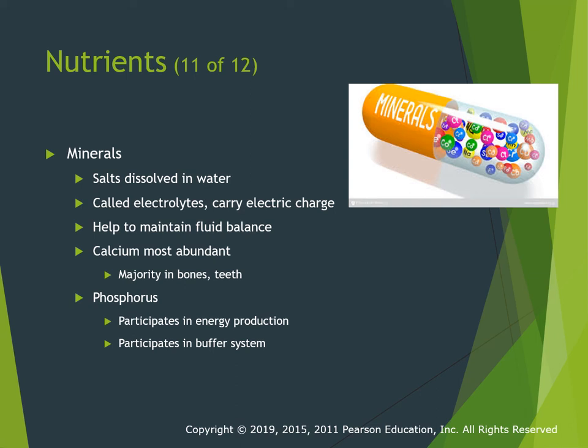Minerals play a role in acid-base balance. The most abundant mineral in the body is calcium, which exists in the bones and the teeth. A very small amount of calcium exists in the blood. It helps regulate metabolic functions. Calcium is constantly moving in and out of the bone, dictated by the body's demand. Phosphorus plays a role in energy production and participates in the buffer system.